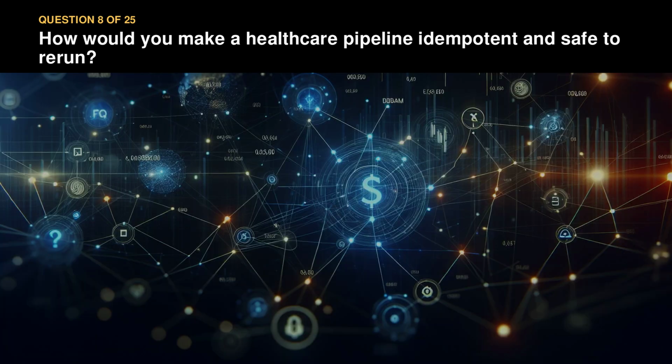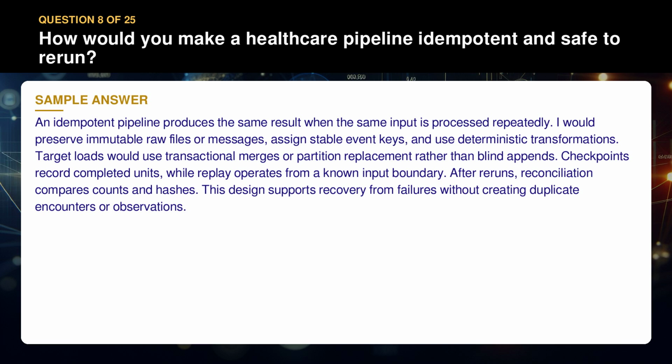Question 8. How would you make a healthcare pipeline idempotent and safe to rerun? An idempotent pipeline produces the same result when the same input is processed repeatedly. I would preserve immutable raw files or messages, assign stable event keys, and use deterministic transformations. Target loads would use transactional merges or partition replacement rather than blind appends.